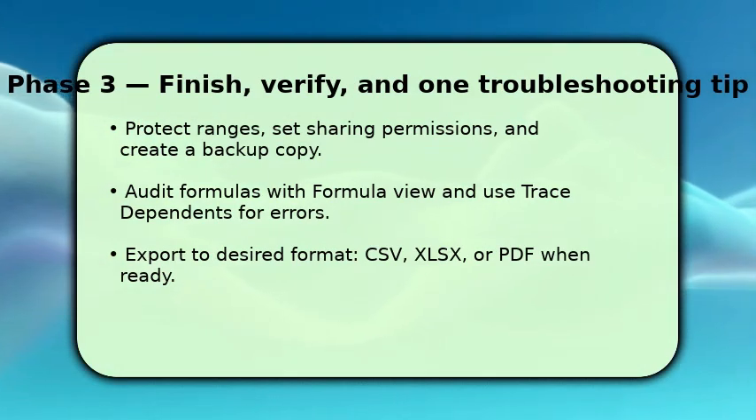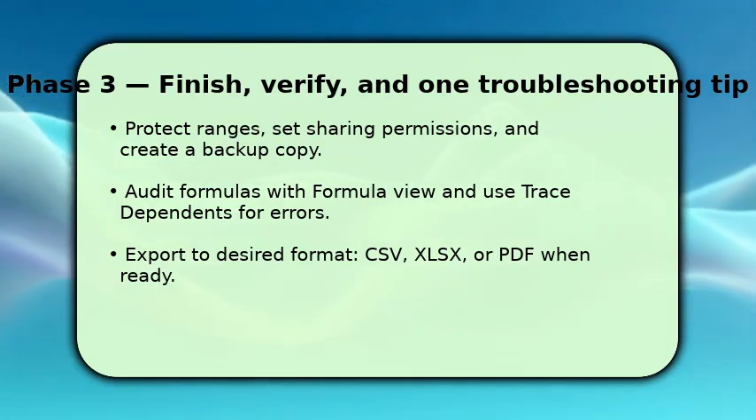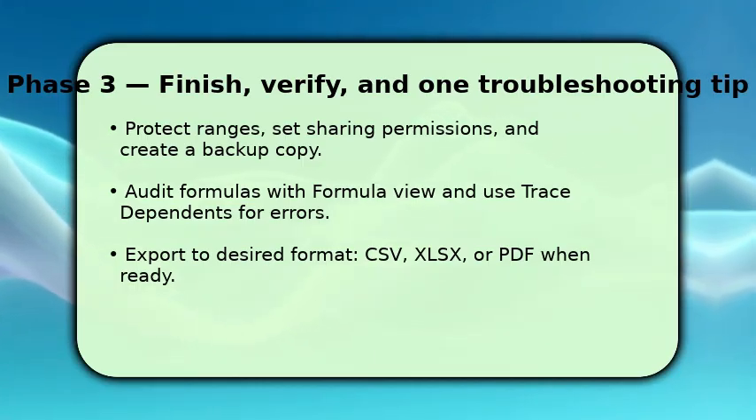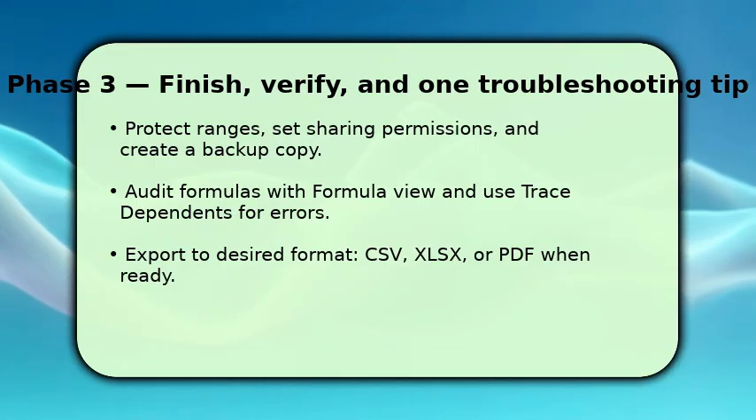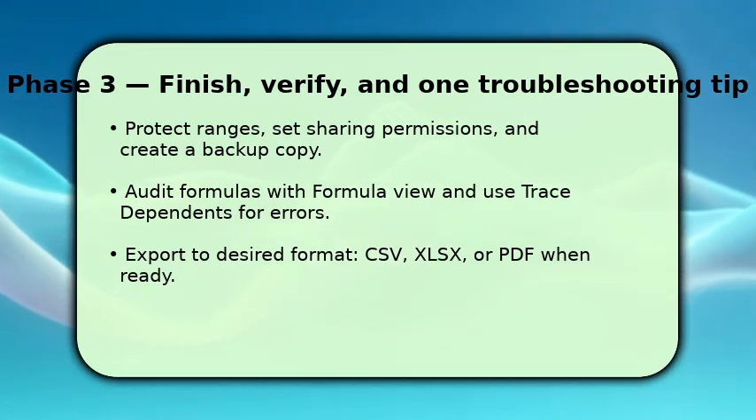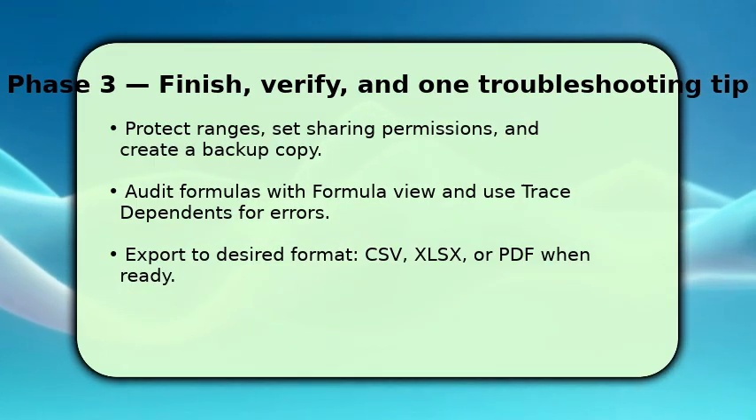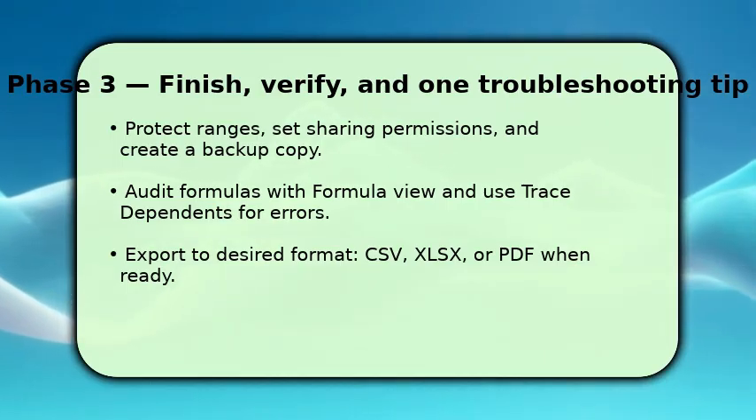Make a backup copy or use version history before major changes. This provides a restore point. Audit formulas by toggling formula view and using trace dependents to locate broken references, then fix errors by checking ranges and data types. Finally, export as CSV, XLSX, or PDF as needed and test the exported file.